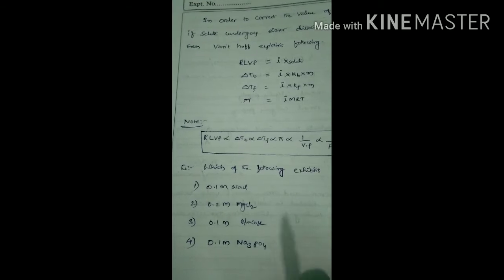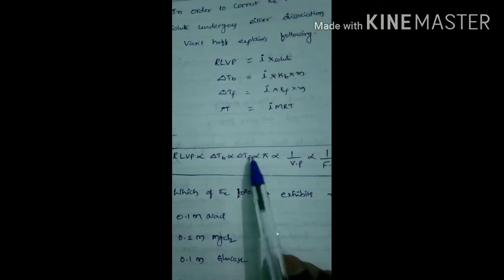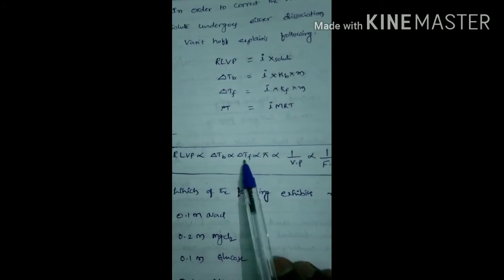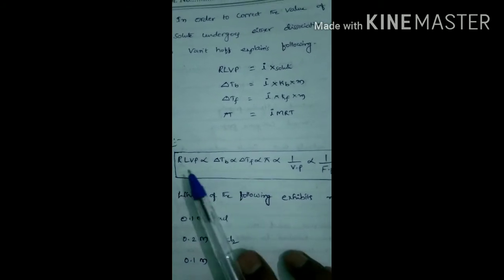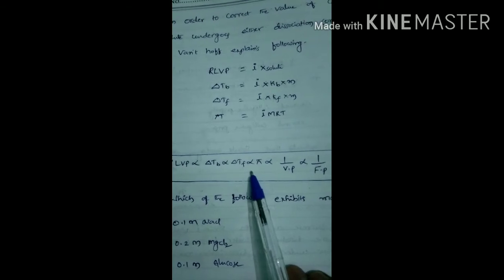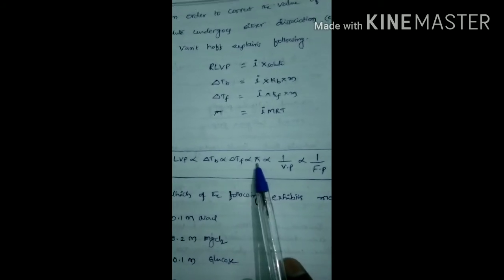Next, note: RLVP, relative lowering of vapor pressure. Delta TB, elevation of boiling point. Delta TF, depression in freezing point. Pi, osmotic pressure. These four are colligative properties. All these colligative properties are directly proportional to the number of particles. That means when the number of particles increases, these four increase. That is why these four are called colligative properties.